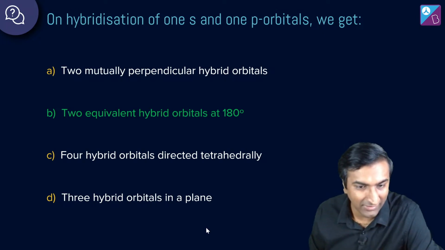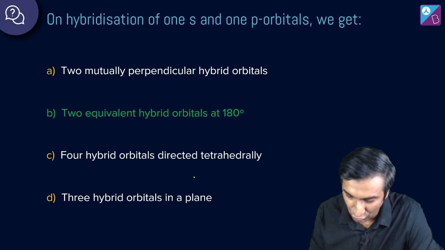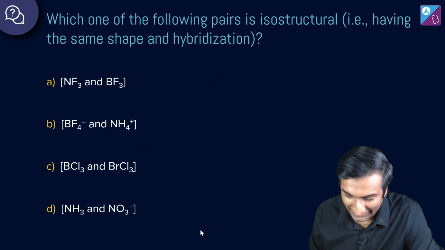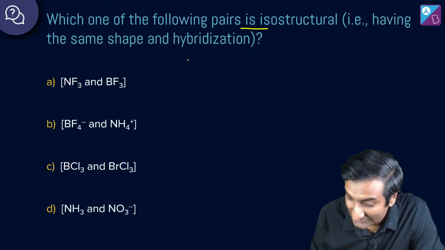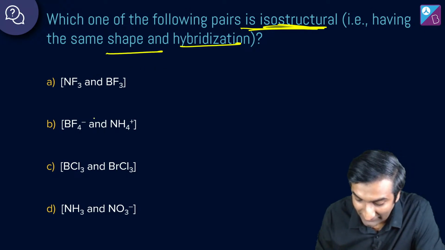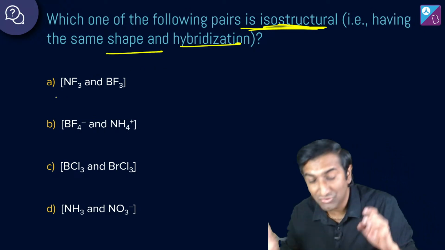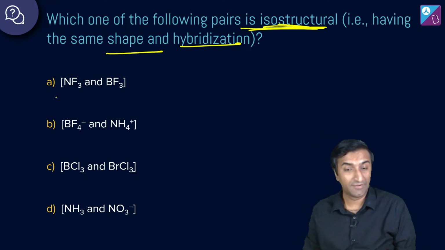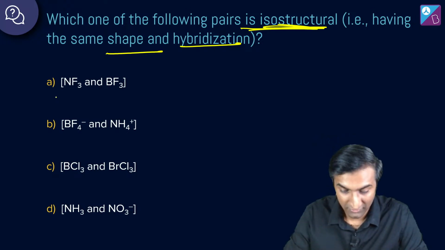Vaishnavi, excellent work. Poonam ji, come on yaar. How will it be mutually perpendicular? Next question. Which of the following pairs is isostructural? They have the same shape and hybridization. Same shape and hybridization. You need to use your brain a little on this. Try, try quickly.